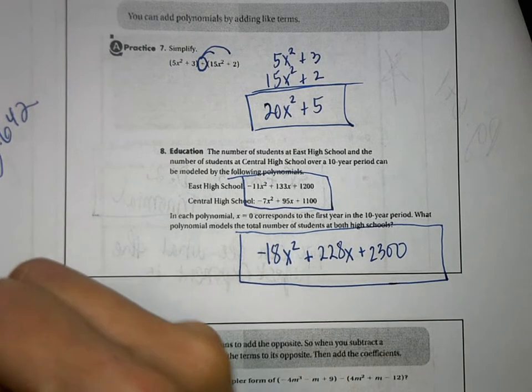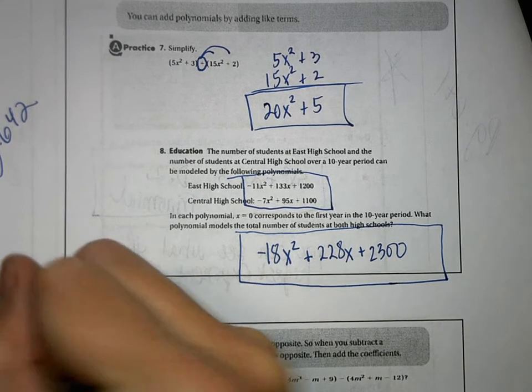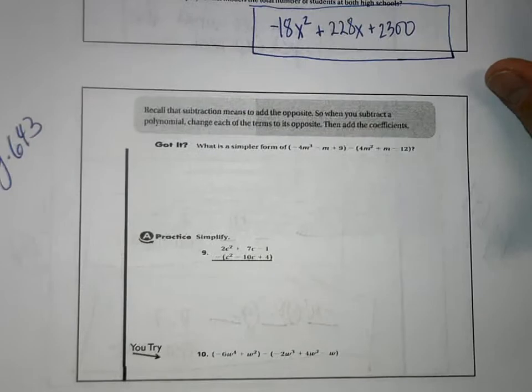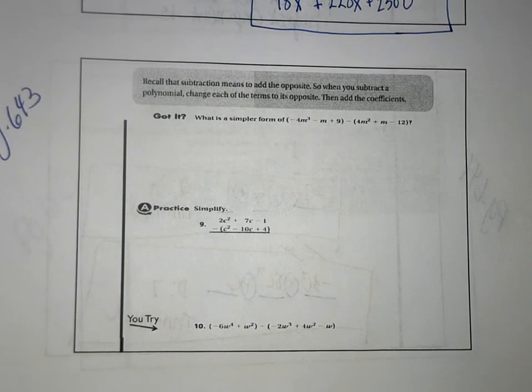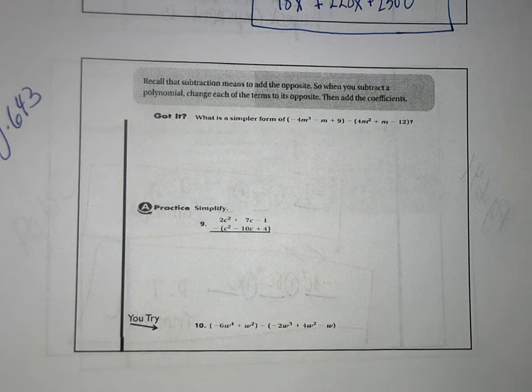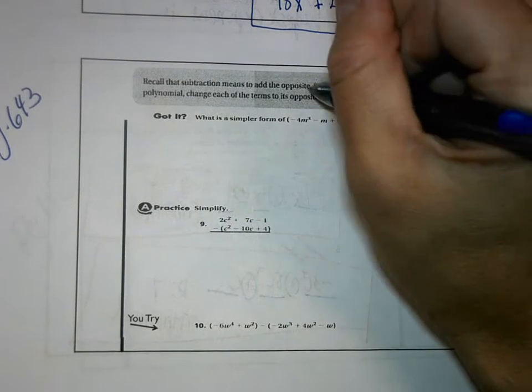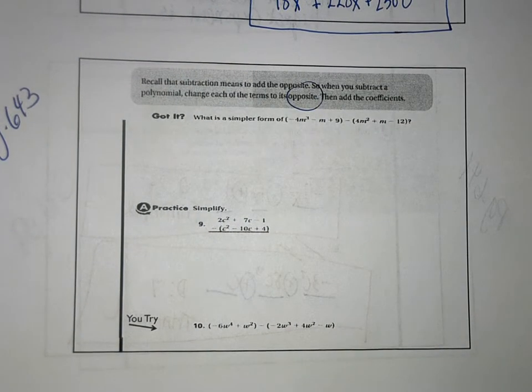Okay, on page 643 now, it says, recall that subtraction means to add the opposite. So when you subtract a polynomial, you will change each of the terms to its opposite. Okay, then add the coefficients. Coefficients are the numbers in front.